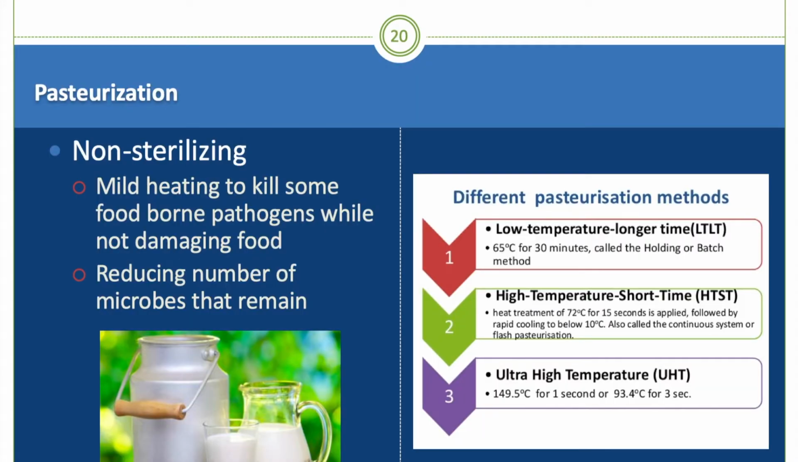Then there's pasteurization. Remember Louis Pasteur? So exposing the content to temperature or heat that is hot enough just to kill the foodborne pathogens without destroying the food or changing the taste of the food. And this is still used in the dairy industry to preserve milk for consumption.